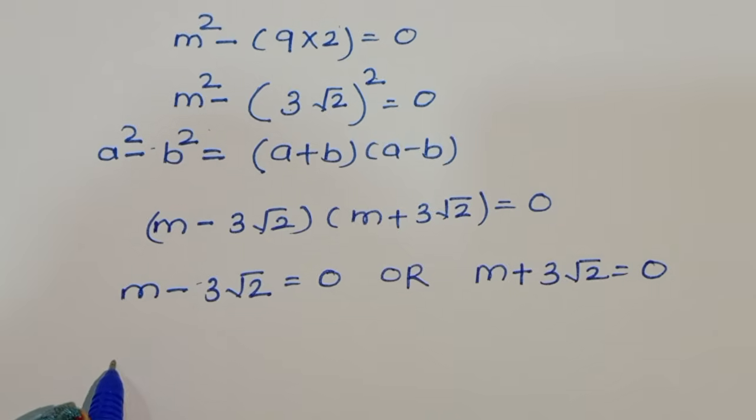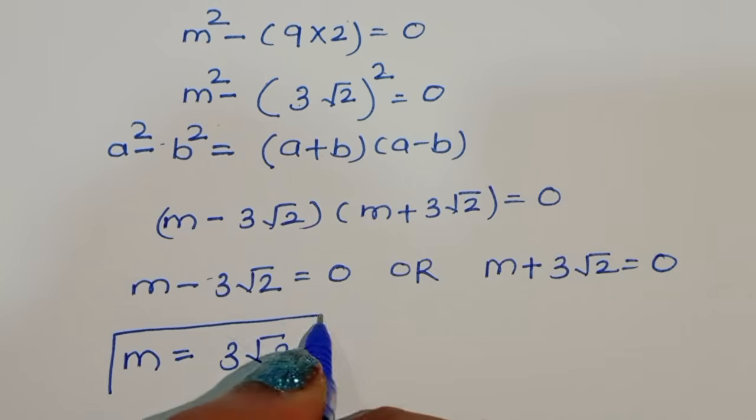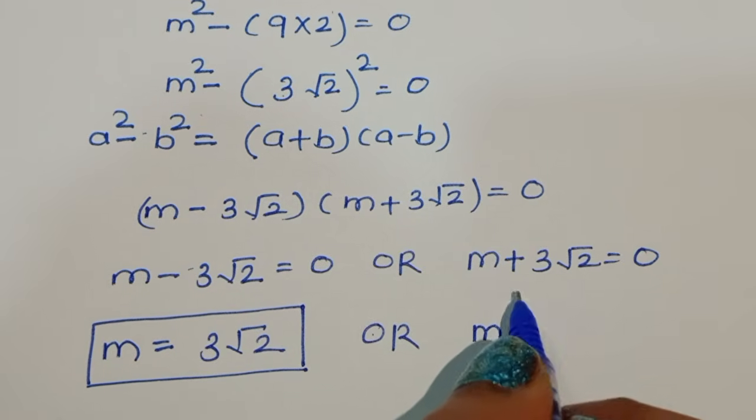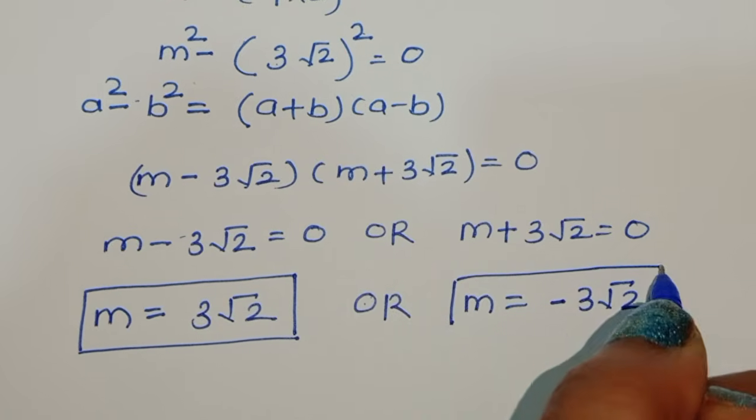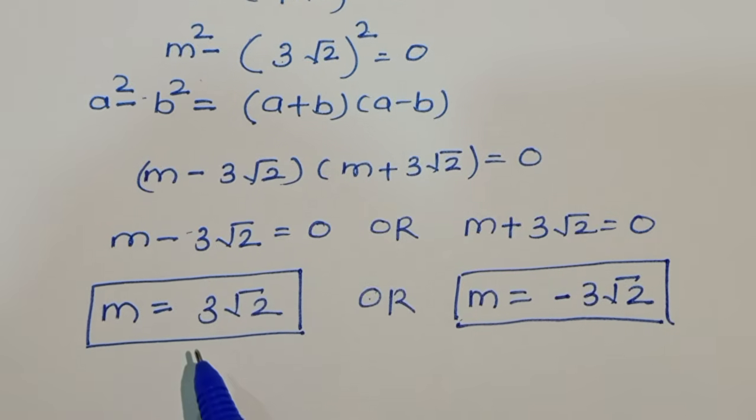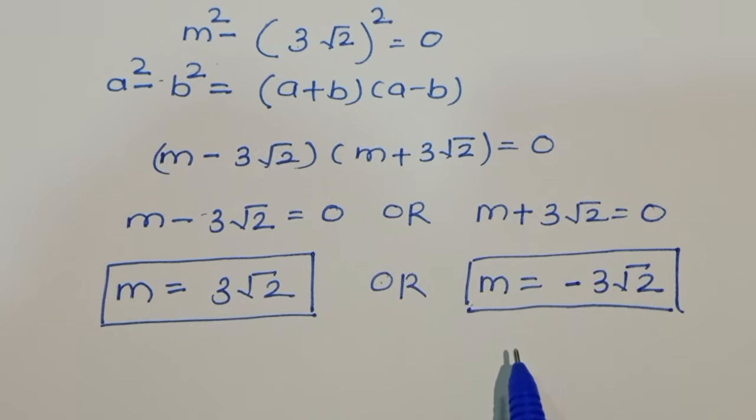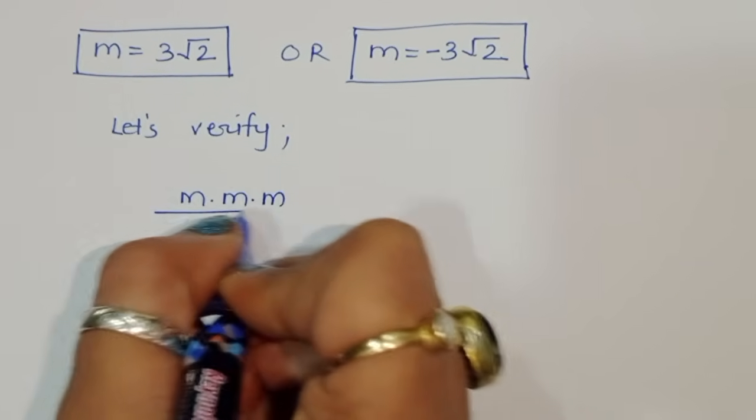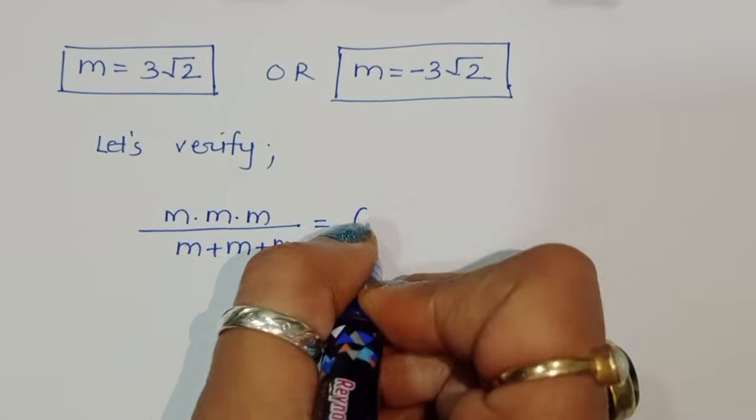Now from here we can say m is equal to 3 square root of 2. This is the positive value of m. Or from the other one, m equal to minus 3 square root of 2. This is the negative value of m. So we got two values of m, the first one positive and the next one negative. Now let's verify whether this is correct or not. The question is m times m divided by m plus m is equal to 6.